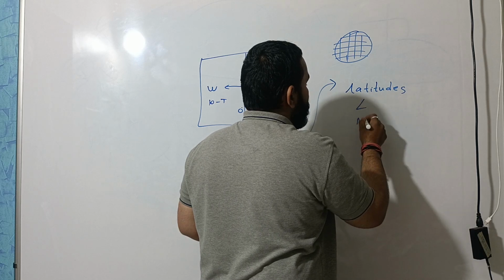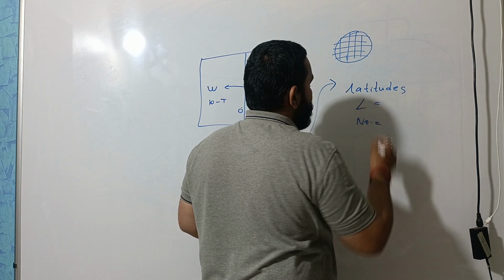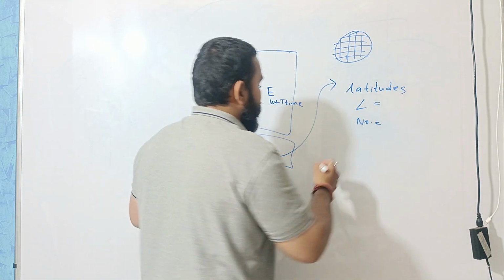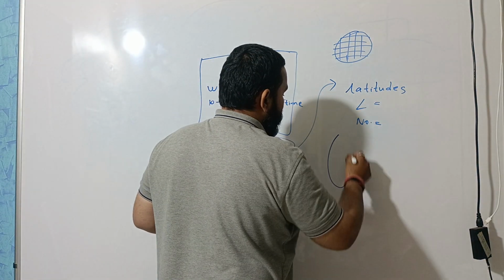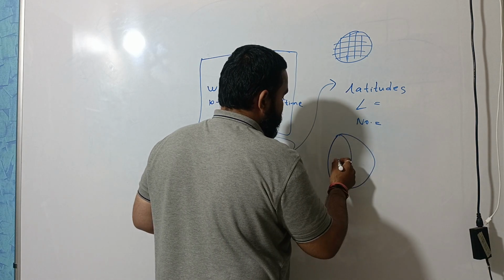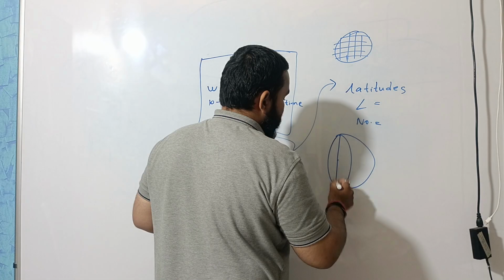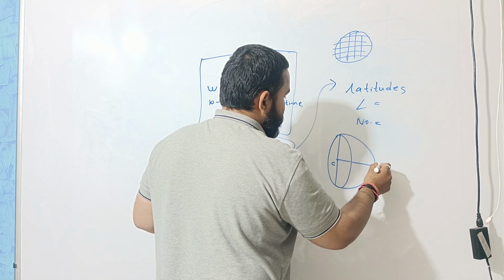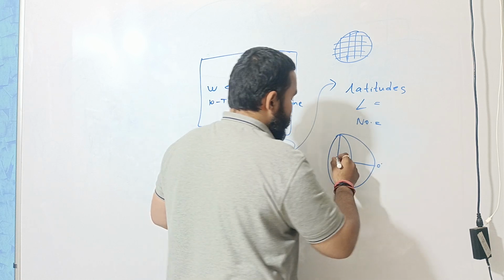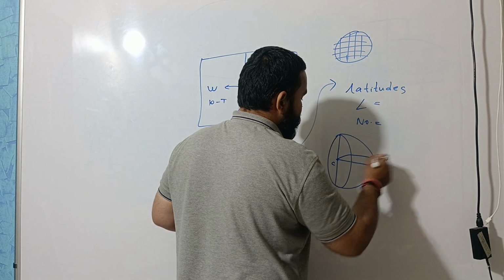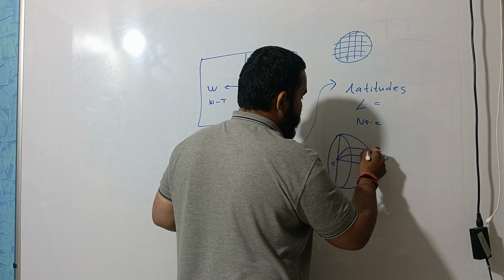Angle and number. So for latitudes, how can one find out the latitudes? This technique: this is the prime meridian, this is center C, this is the 0 degree equator. If I draw a line here, this is 10 degrees north. Remember, this north is very important.